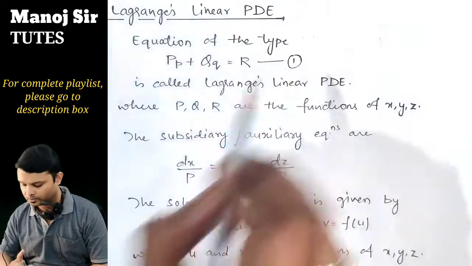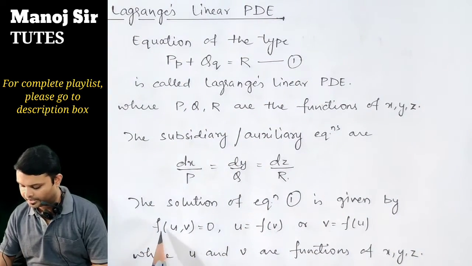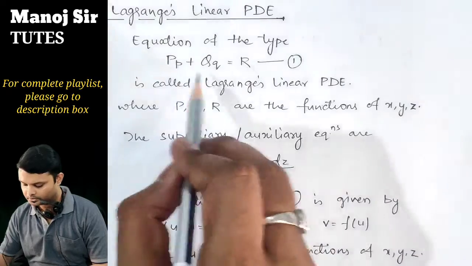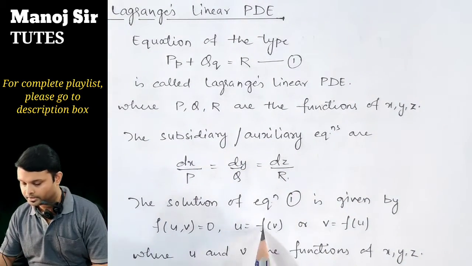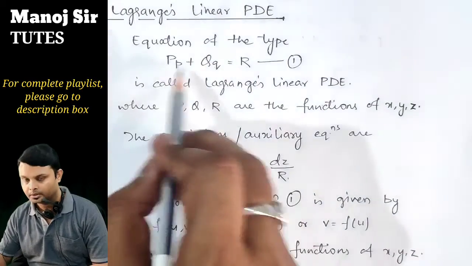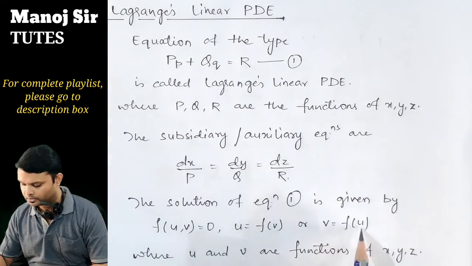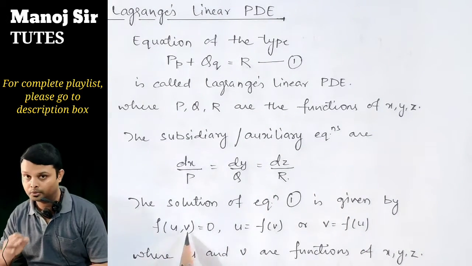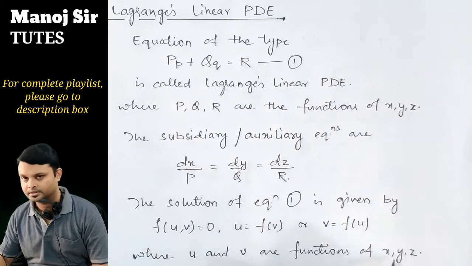Which is my equation 1? This is my equation 1, which is given by any of these three solutions. We can say f of u comma v equals 0 is my solution for this equation. Or you can say u equals f of v, which is also one of the solutions of this equation. Or you can say v equals f of u, which is also my solution. Here u and v both are functions of x, y, z.